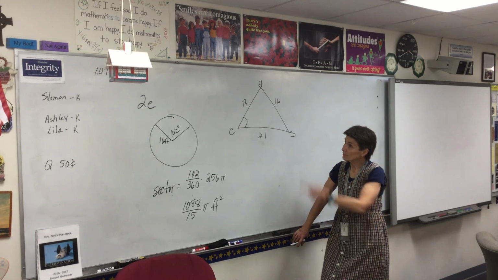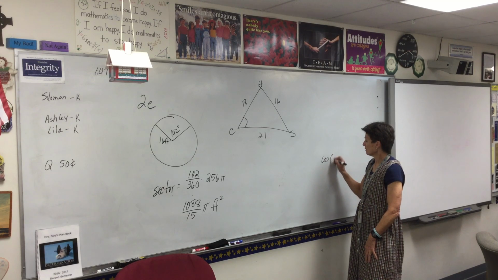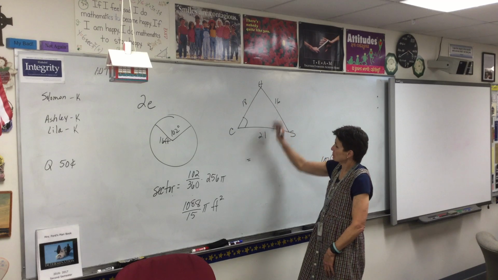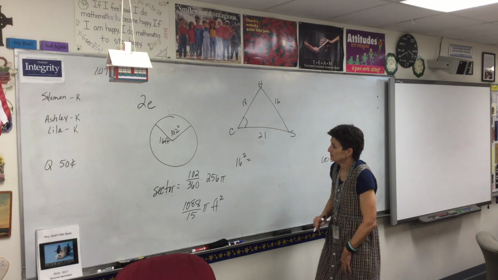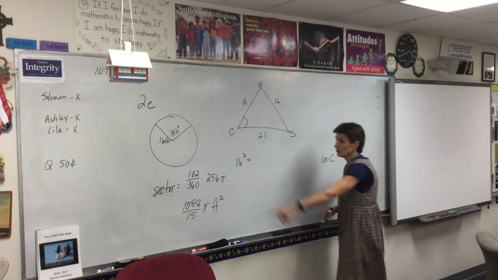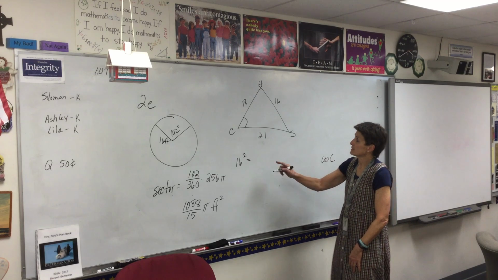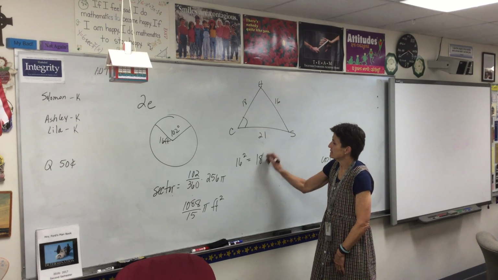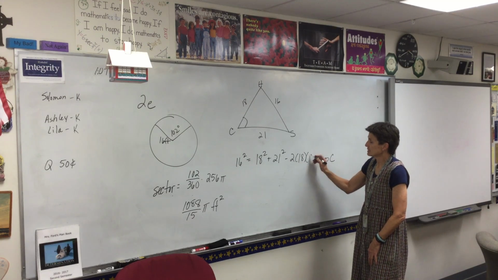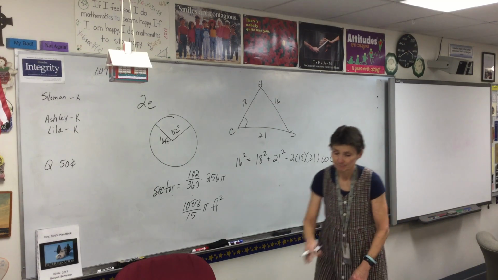So here we go. If I'm going to find angle C, then I'm going to put cosine C out here, and then over here it will be the side across from that, so 16 squared. If you're doing angle S, then you'll have 18 squared out here. So 16 squared equals 18 squared plus 21 squared minus 2 times 18 times 21 times the cosine of C.